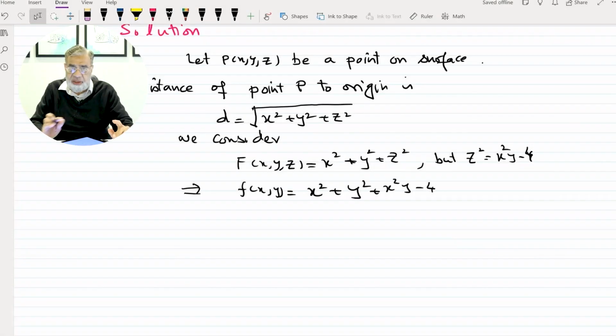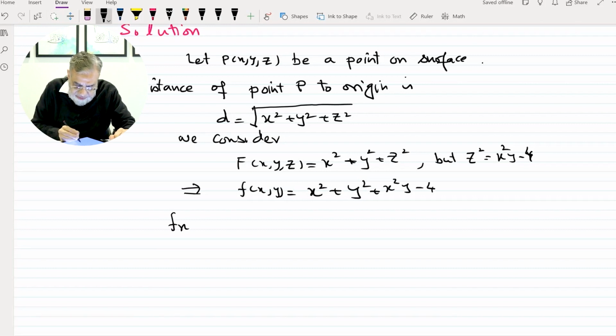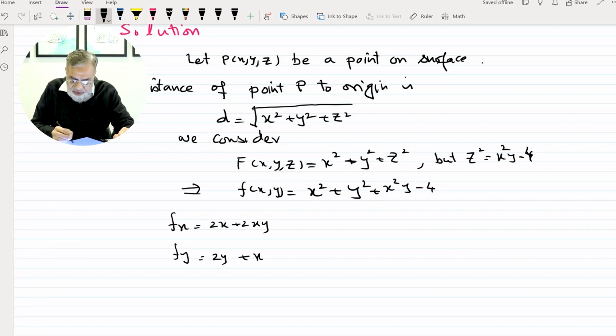So here first I'm changing my style of doing it. First we find all the derivatives. So we find here f_x. f_x is equal to 2x plus 2xy, where y is constant. Then we have f_y, where x is constant, and we get here 2y plus x square.